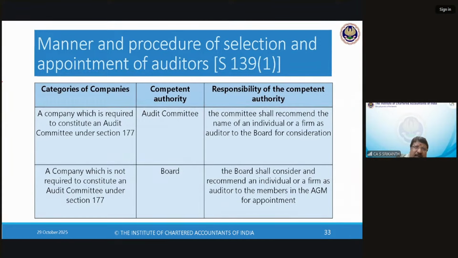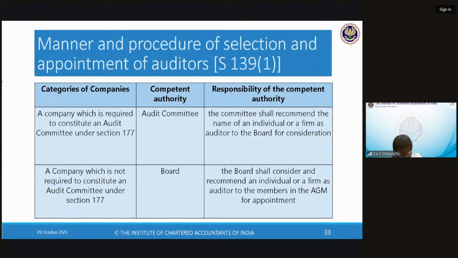Once the auditor is selected, the competent authority, if it is the audit committee, will recommend the name to the board for consideration. Then the board only will decide. Audit committee will recommend to the board. Then the board will in turn decide and recommend to the shareholders, who will appoint. At the annual general meeting, one of the ordinary businesses is to appoint or reappoint the auditor. So that is one of the ordinary businesses requiring an ordinary resolution. Ordinary business, ordinary resolution.